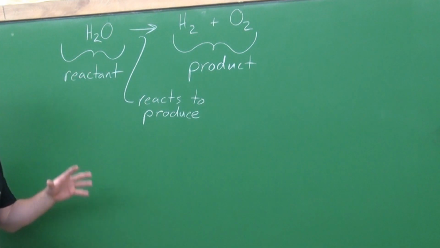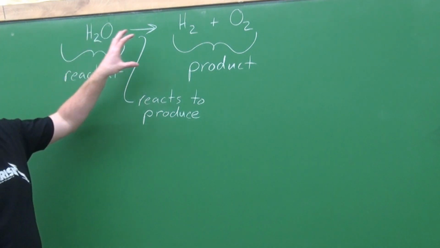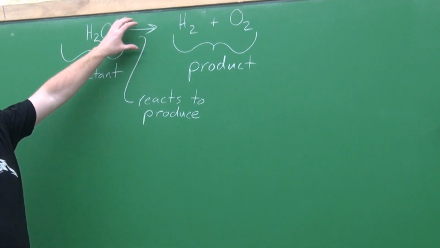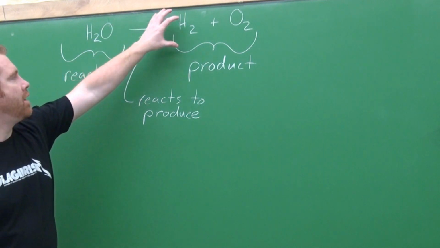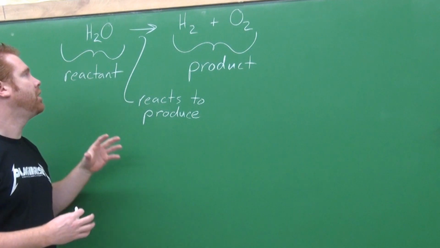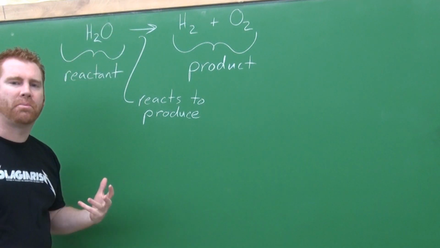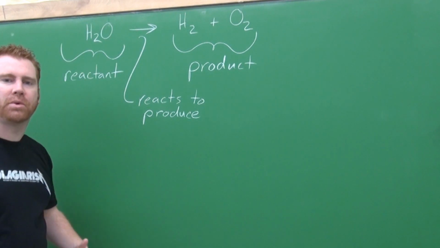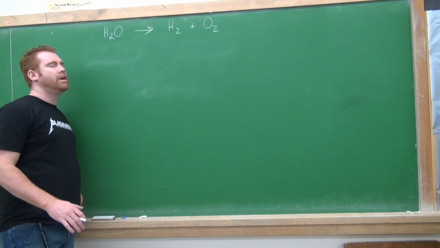Now we could also use a word equation, and that's where instead of using chemical symbols, we would write this out using words. So it would be water, still using an arrow then, hydrogen gas, and oxygen gas. I'm just writing that out. Obviously a chemical equation is a little bit preferred because now we can see exactly what's going on, which atoms are involved, which elements, and how many of each element.